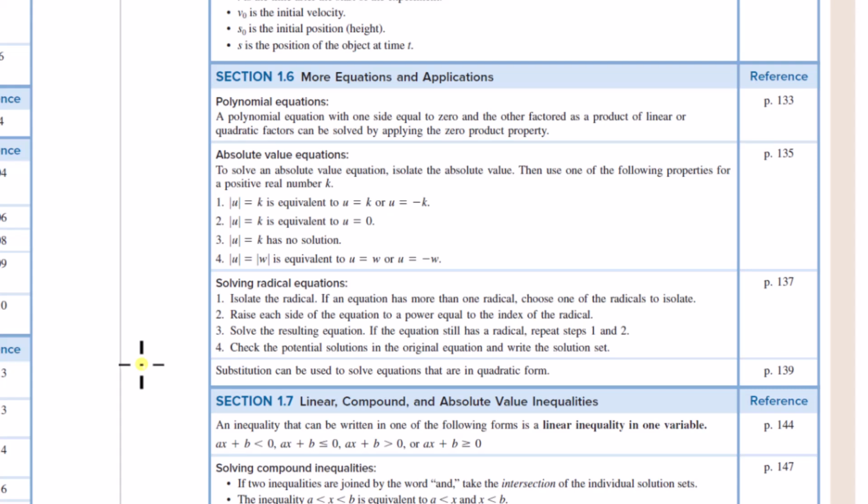more radicals, you keep doing that same process. Then you isolate the other radicals. You raise both sides to the index of the radical until you remove all the radicals. Then you solve whatever's left.